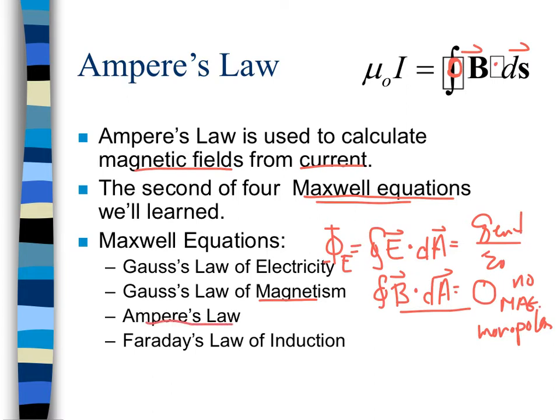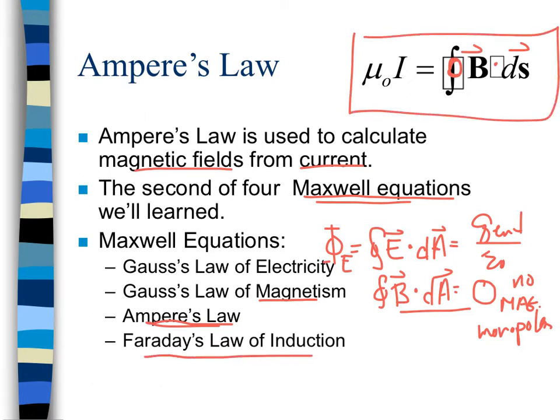Ampere's law is the next of our Maxwell equations. And after this, we'll have just one more Maxwell equation to deal with, and that's Faraday's law of induction. It's quite an accomplishment here. Maxwell has his name on these equations that he did not develop, but he found the connection between them. He's most famous for finding this connection between electricity and magnetism.